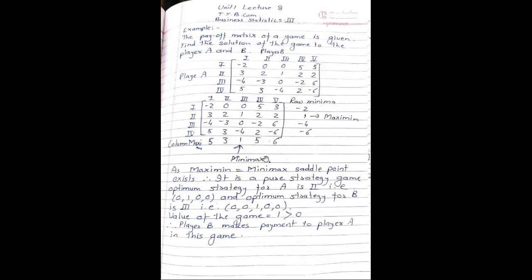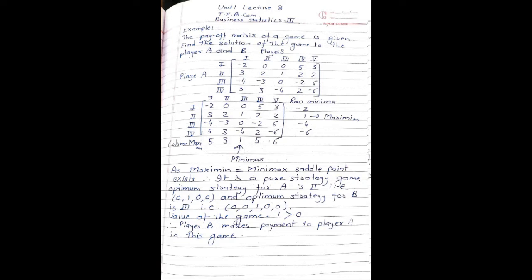See the first problem. The payoff matrix of a game is given. Find the solution of the game to the player A and B. Player A has got 4 strategies, 1, 2, 3, 4. Player B has got 5 strategies, 1, 2, 3, 4, 5. And the payoff matrix is given.